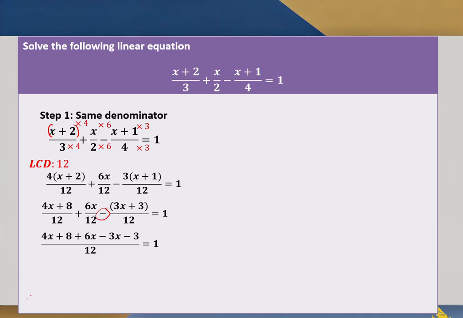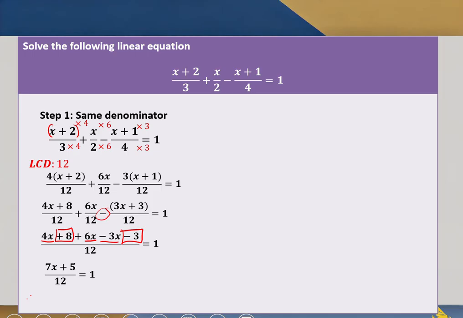The next step is to look at whether I have anything common that I can simplify. Straight away, I've got 6x plus 4x is 10x, minus 3x is 7x. And I've got 8 and negative 3. 8 take away negative 3 is 5. Now I've got something simple: (7x + 5)/12 equals 1.